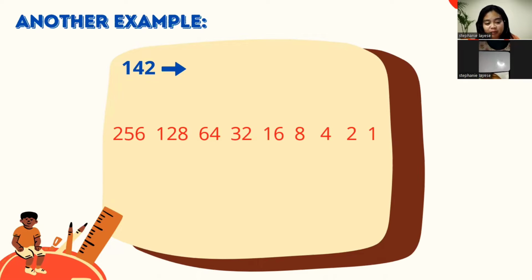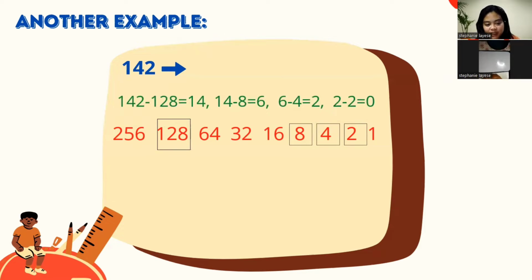So we will look for the higher number before 142. We have 128. So we will be using subtraction again. 142 minus 128, we get 14. And then we will look for the higher value before 14, we get 8. So we will subtract it. 14 minus 8 equals 6. And again, we will look for the higher value before 6, we get 4. So we will subtract it. 6 minus 4 equals 2. And then we will box the 2. 2 minus 2 equals 0.